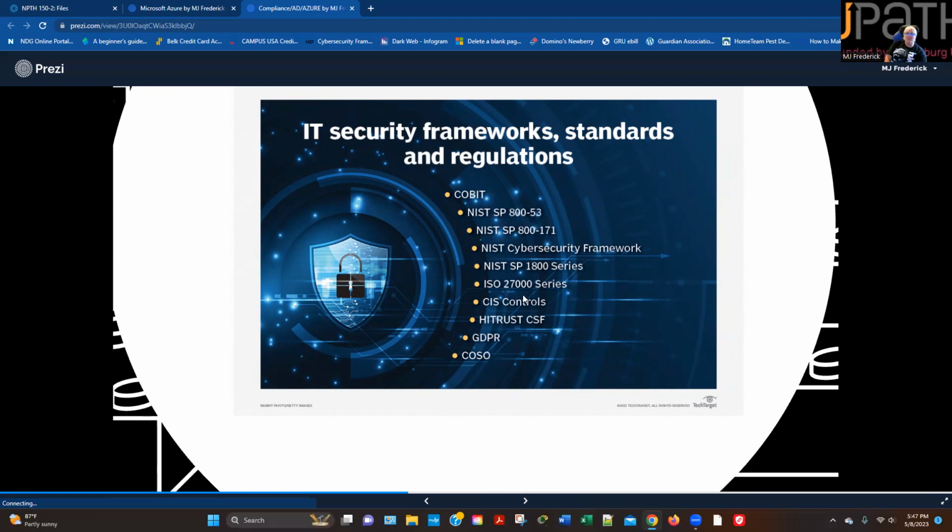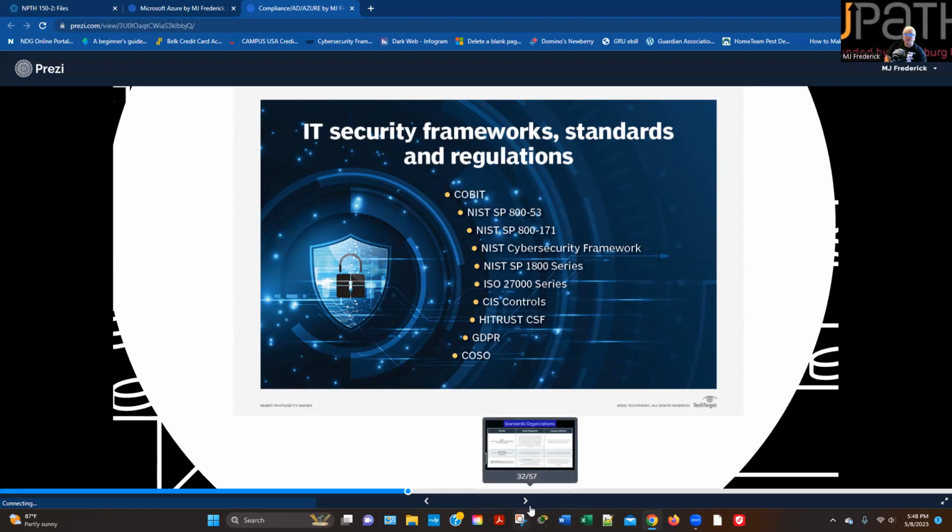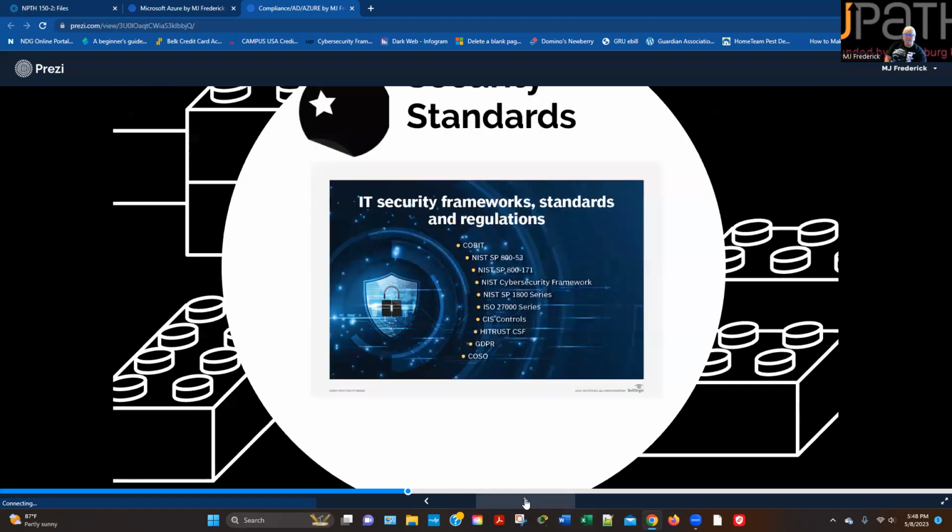Then you have the ISO 27000 series, the CIS controls, HITRUST is another. GDPR is for global data protection. I like the way they lay theirs out compared to ours. And then there's COSO. So you should start getting familiar, if you're planning to stick with security, with these organizations and the information pertaining to them.